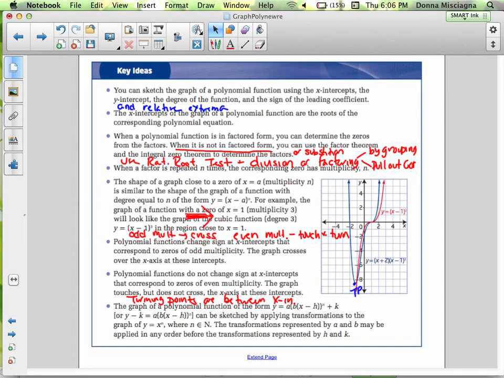And I'm going to skip this here because I'm just hitting the key ideas. So polynomial functions change signs at x-intercepts anytime the zero has an odd multiplicity. So in other words, it's going to cross and go to the other side. It's going to cross the x-axis.